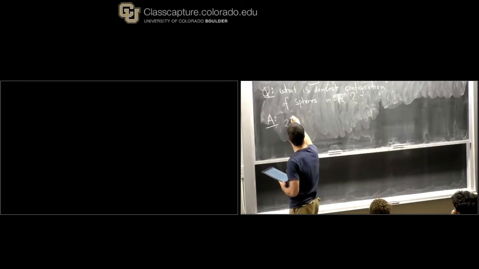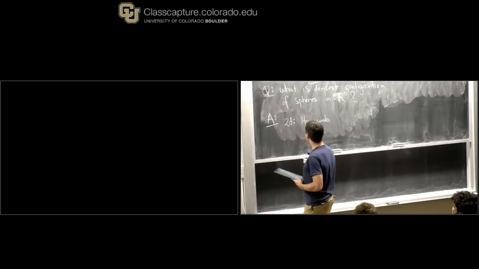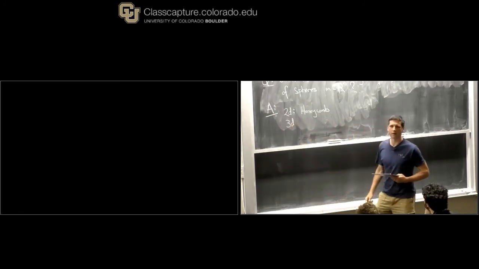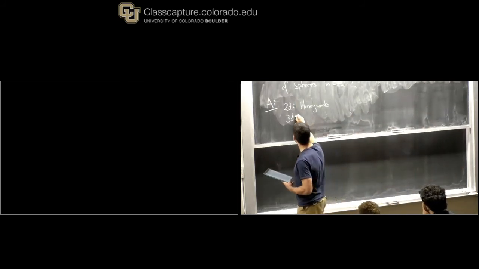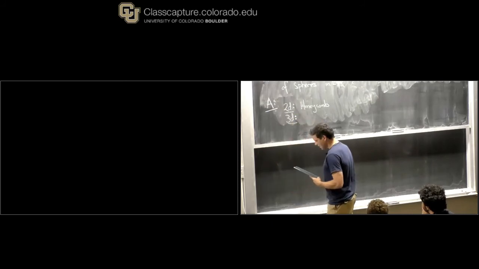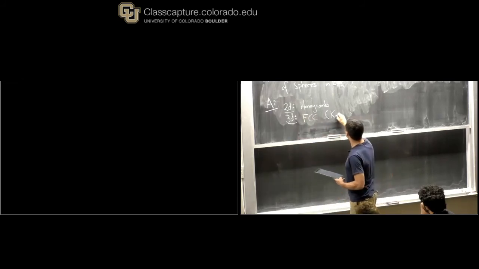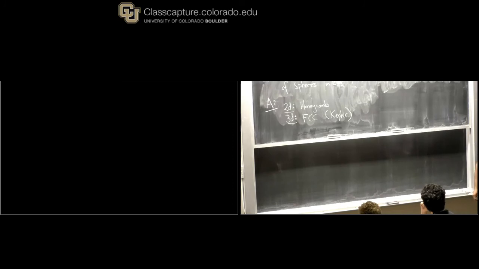Okay, so in two dimensions, the answer is a honeycomb lattice. It was proved a while ago, maybe 80 years ago, I think, if I have it right, that honeycomb is optimal in two dimensions. In three dimensions, the answer is the face-centered cubic lattice. This is called the Kepler conjecture because it was conjectured by Kepler. Yes, that Kepler. This was an open problem for hundreds of years, and it was finally proved, I think in 1998, by Hales.